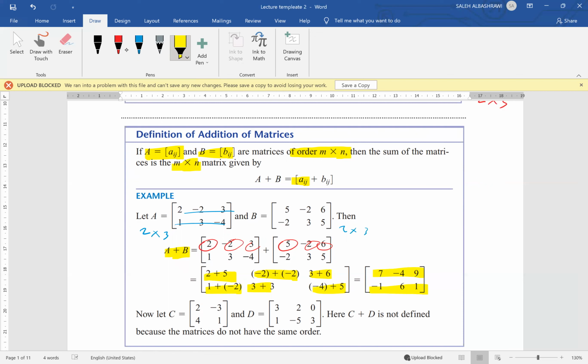If the two matrices are not of the same size, for example, C is given by 2 by 2, 2 rows and 2 columns, and D is 2 by 3, the two matrices are not of the same order. In this case, C plus D is not defined. We cannot add C and D because they don't have the same order. So two matrices can be added if they have the same size or the same order: the number of rows and the number of columns are the same.